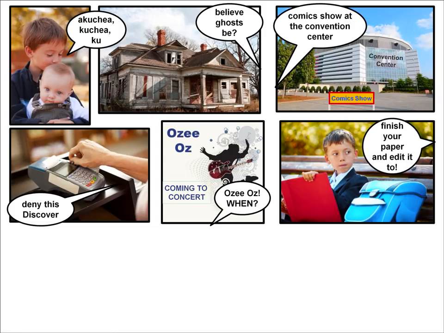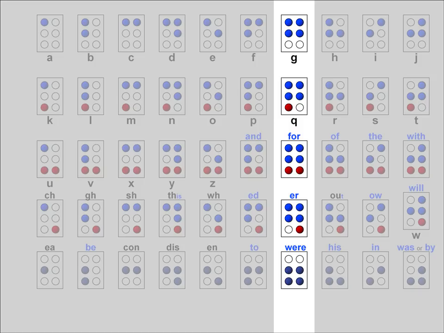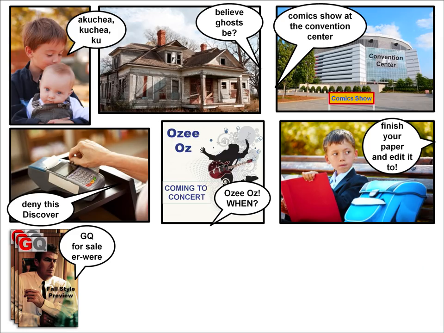So you say, okay, Dad. And then he gets up and goes to buy a magazine to read on the bus. But he gets over to the newsstand and is confused because they only have one kind of magazine for sale. He just sees GQ for sale, Erwer, which helps us remember the G column. GQ for Erwer, or GQ for sale, Erwer.